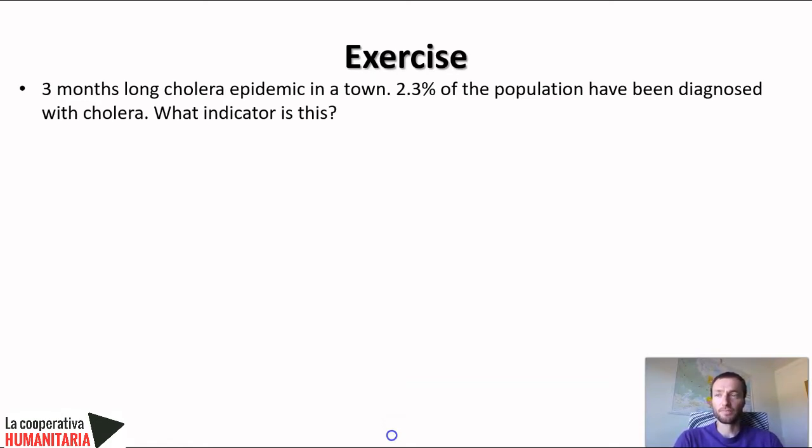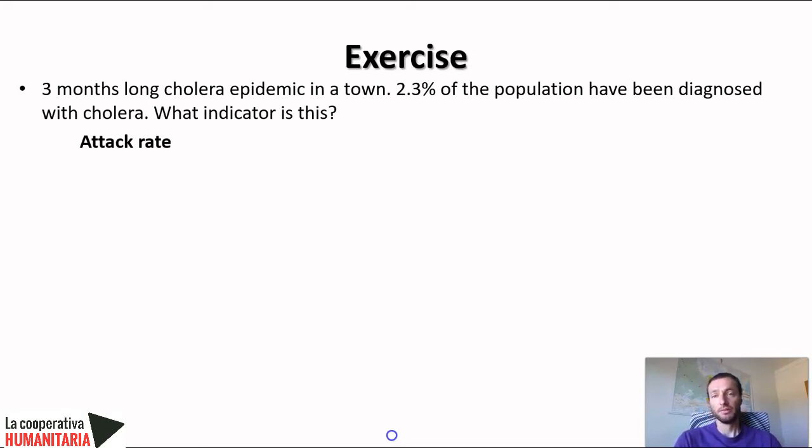Another exercise. We have a 3 months long cholera epidemic in a town. 2.3% of the population have been diagnosed with cholera. What indicator is this? What do you think? Is it prevalence, incidence, attack rate? Can you select one? Okay, the correct answer was attack rate.